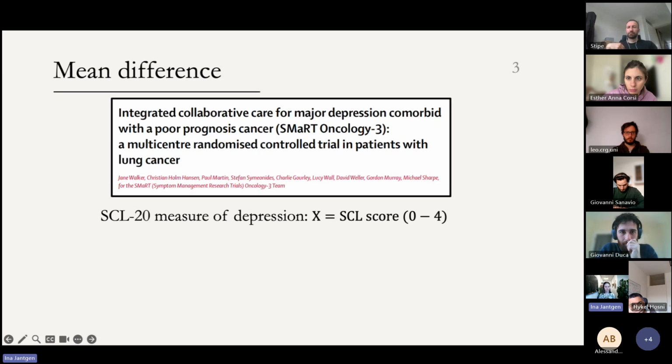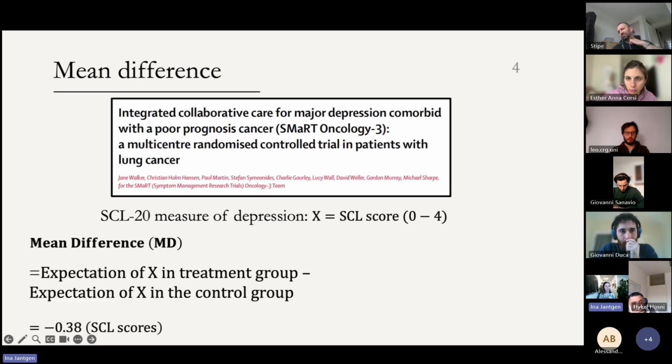But typically in this context, researchers want to not just make a statement about whether or not a treatment is effective, but also about how effective a treatment is. That is, in this context, how much does the treatment reduce depression severity? And that can be done using the so-called mean difference. So the mean difference is defined as the difference in the expectation or average or mean outcome in the treatment and control group. So in this particular study, the mean difference was minus 0.38 checklist scores, and that means that on average, the treatment reduced people's depression severity by 0.38 checklist scores.